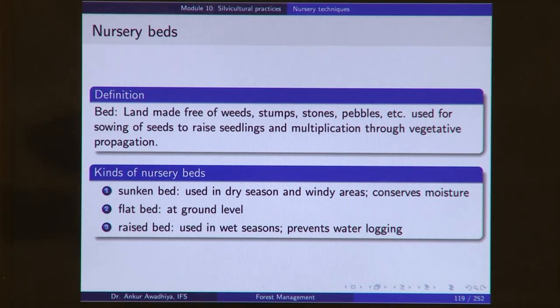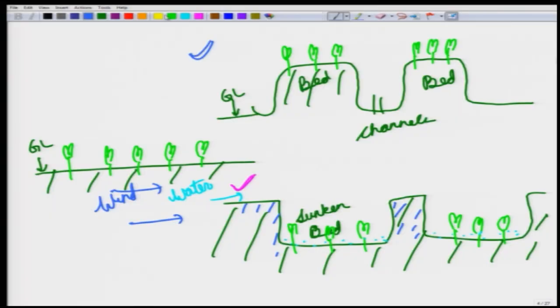Raised bed is used in wet seasons because it prevents water logging. Because what happens in the case of a raised bed is that the water is not able to accumulate on the top. So, any water that accumulates goes down and then moves away in this channel. So, water logging of plants is avoided.